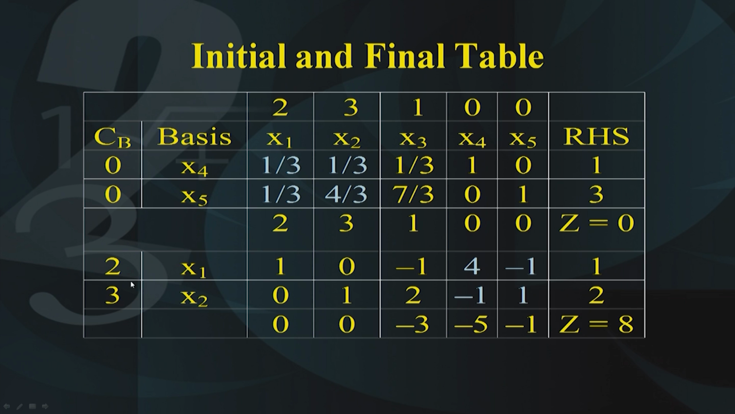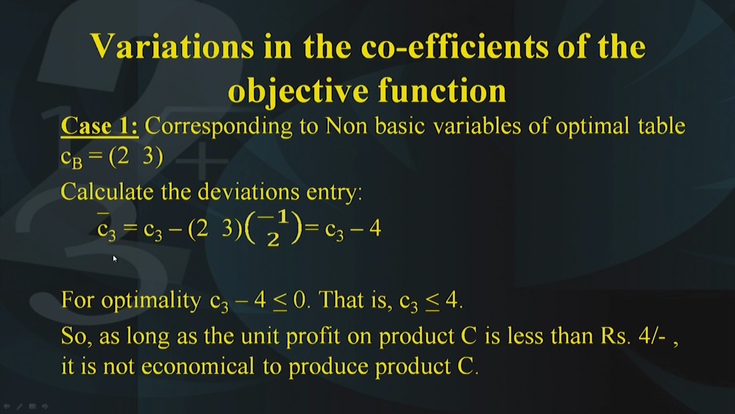So, the CB is this vector 2 3 and it has to be multiplied by minus 1 2 in order to calculate this deviation entry. So, what do we have? C3 bar is equal to C3 minus 2 3 multiplied by minus 1 2, and this gives an expression in terms of C3, that is C3 minus 4. If you multiply this, you will get minus 4, and therefore, you will get C3 minus 4.